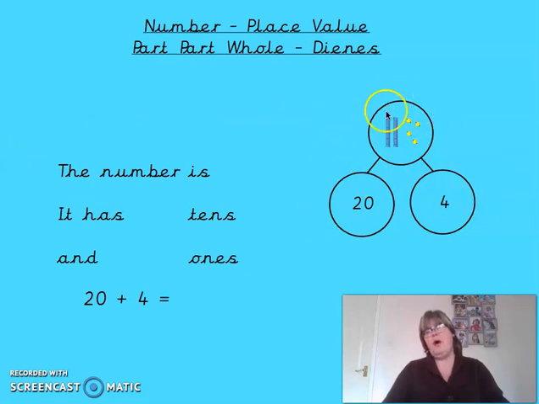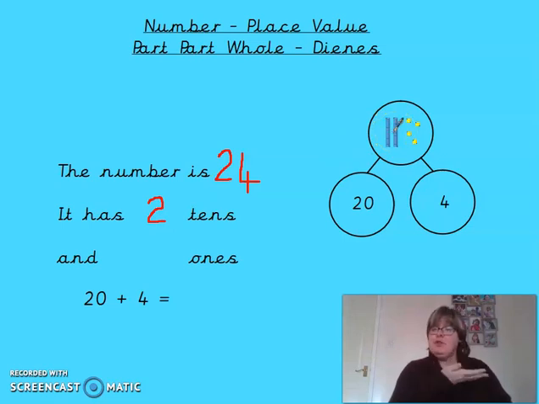As well as having the part whole here, I've got some words and it says the number is. So I need to tell it what the number is. And the number is, we just said it, didn't we? 24. So the first part of the questions says, what's the number? The number is 24. It's the answer. It has tens. Now, does it have 20 tens or 2 tens? What do you think? It has 2 tens. 1 ten, 2 tens. But 2 tens, if you talk about them as a number, are the number 20. So that's where the difference is today. We're still counting it as 2 tens, but 2 tens make the number 20.